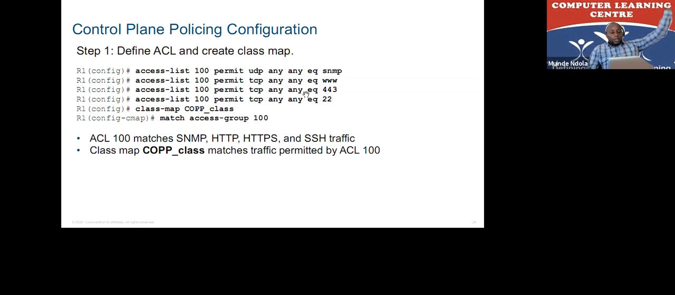So as you can see here, with the class map, first we're going to create an access list that defines what traffic is of interest to our network. So here we want to do access list permit UDP SNMP. We want to permit WWW and 443 and 22. Now this is the traffic that is destined to the router. Okay. Then we create a class map, class-map COPP-CLASS. Then we say match access-group 100. So in this case, the class map is matching the filters that we have specified using the access list.